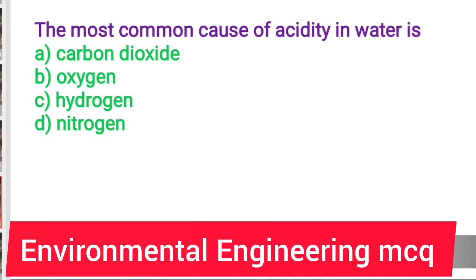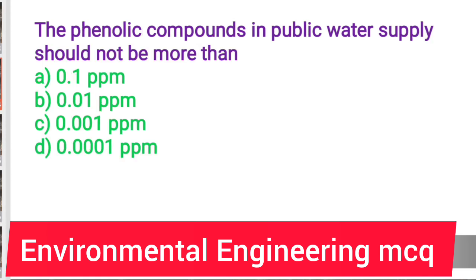Next question, the most common cause of acidity in the water is option A carbon dioxide, option B oxygen, option C hydrogen, option D nitrogen. The correct answer is option A carbon dioxide. Next question, the phenolic compounds in the public water supply should not be more than option A 0.1 parts per million, option B 0.01 ppm, option C 0.001 ppm, option D 0.0001 ppm. The correct answer is option C 0.001 ppm.